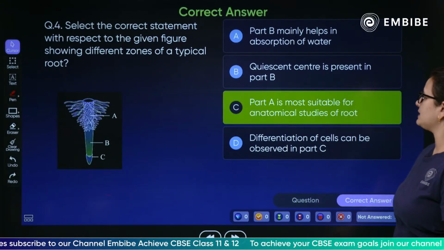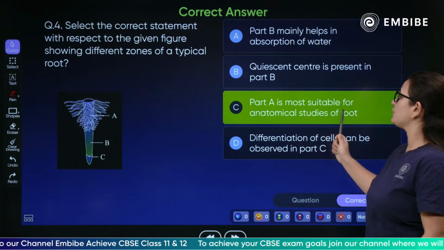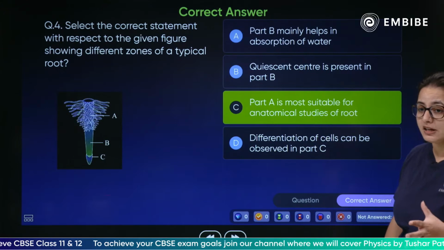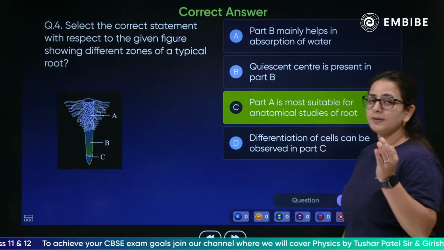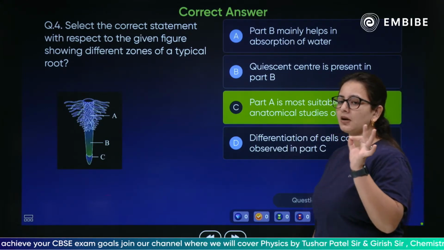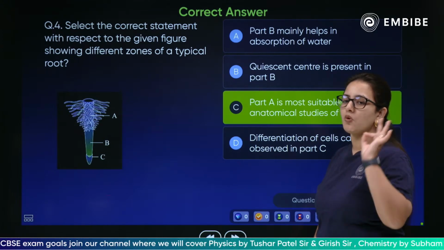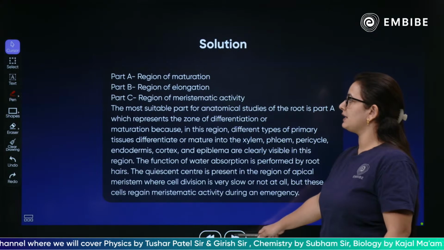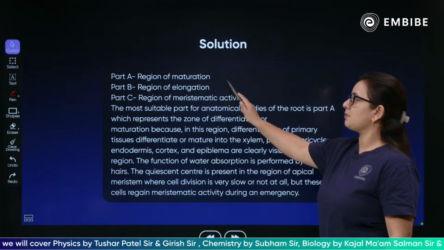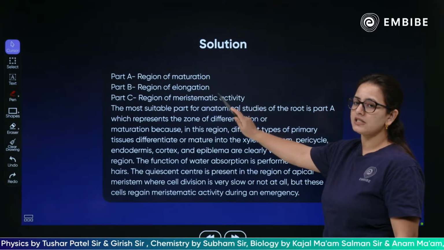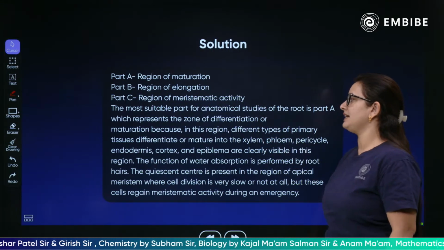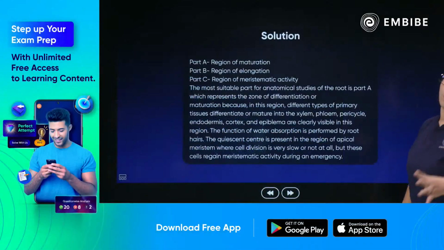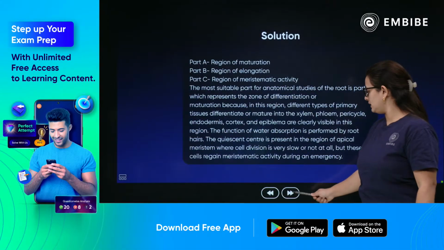The correct answer is part A. It is the most suitable for anatomical studies because it is the region of maturation. Here they have epidermal cells which basically convert into the root hairs. Region A is of maturation, B is of elongation, C of meristematic activity. That is why region A is absolutely fit for anatomical studies.